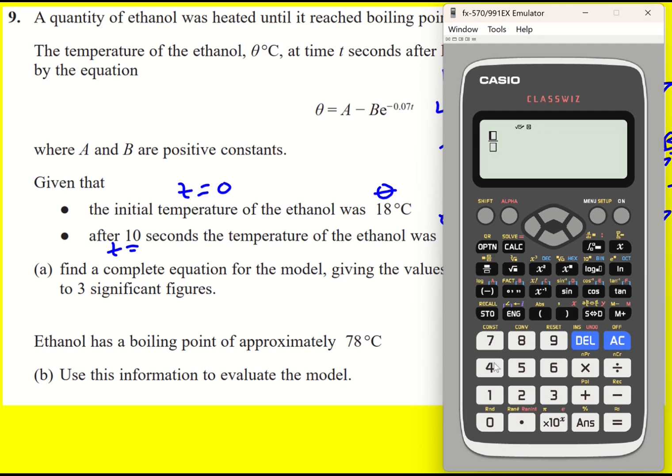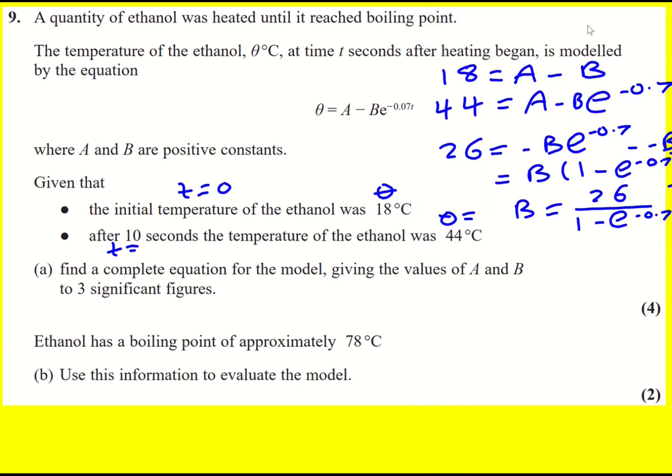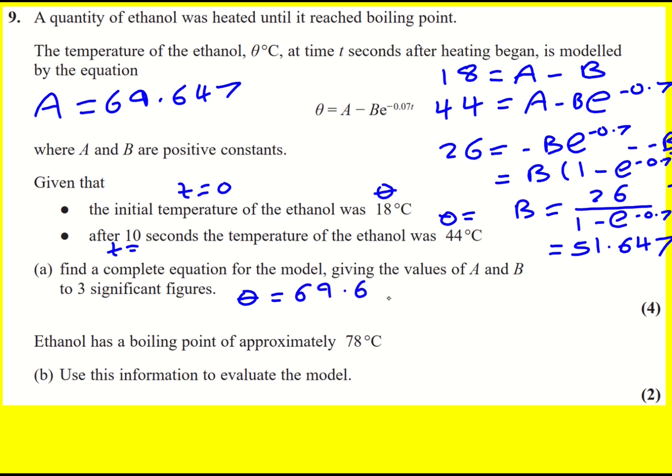Let's figure that out. 51.647. I'll round it in a minute. Let's get A first. So A is going to be 18 plus that, which ends up being 69.647, which means our final answer will be that theta is equal to 69.6 minus 51.6 e to the minus 0.07t.